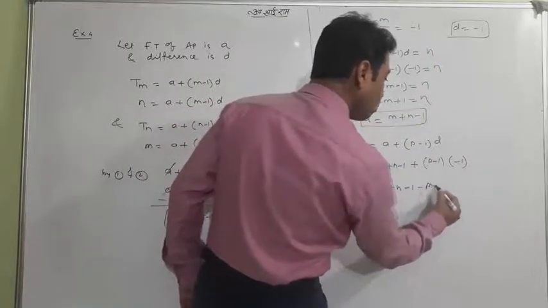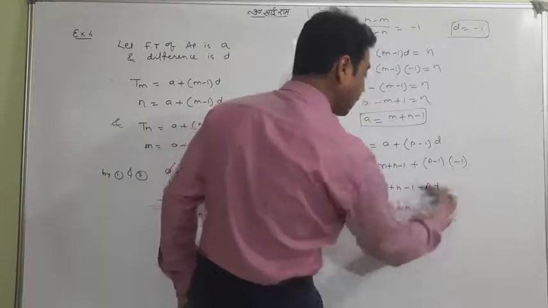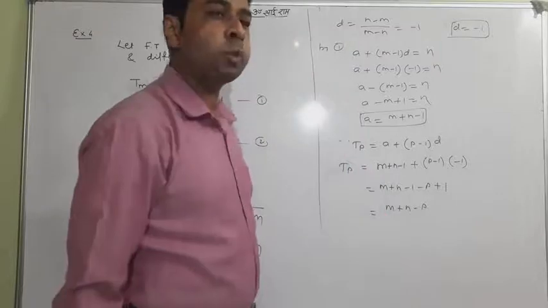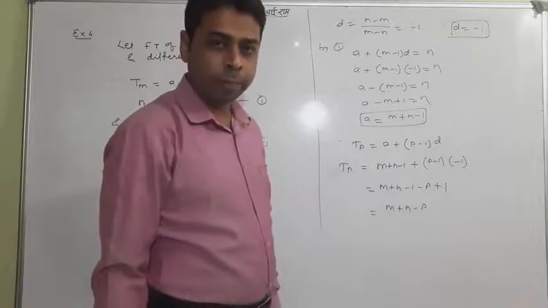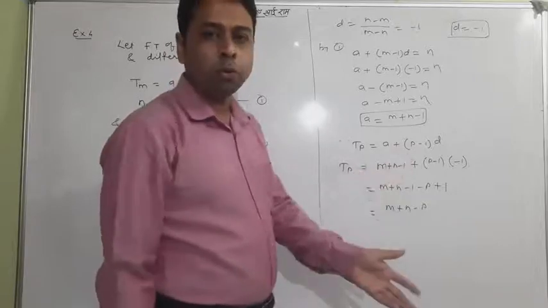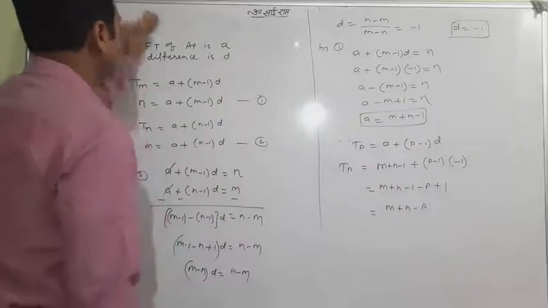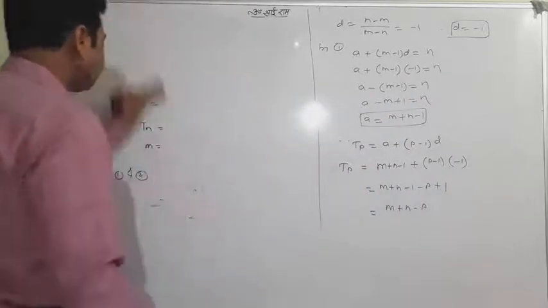This 2 will be minus p plus 1. So lastly, 1 will cancel, and the rest, m plus n minus p, is the pth term of the required AP. So this is a very simple thing. This basic thing you already know, because it is nothing new for a student. So let me run this, and I will move on to the next example.